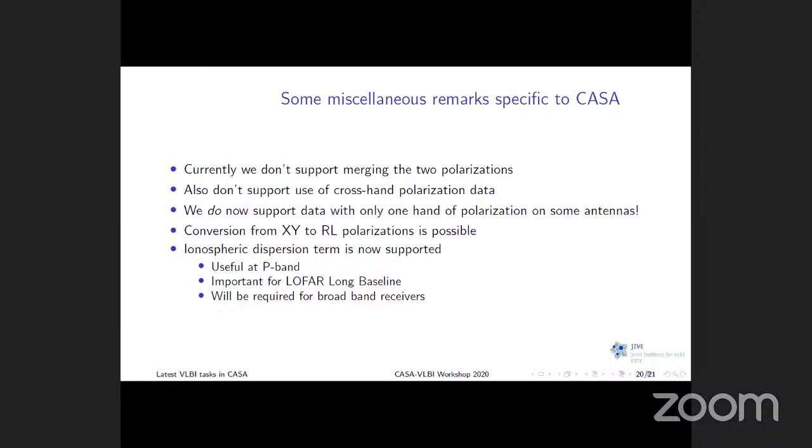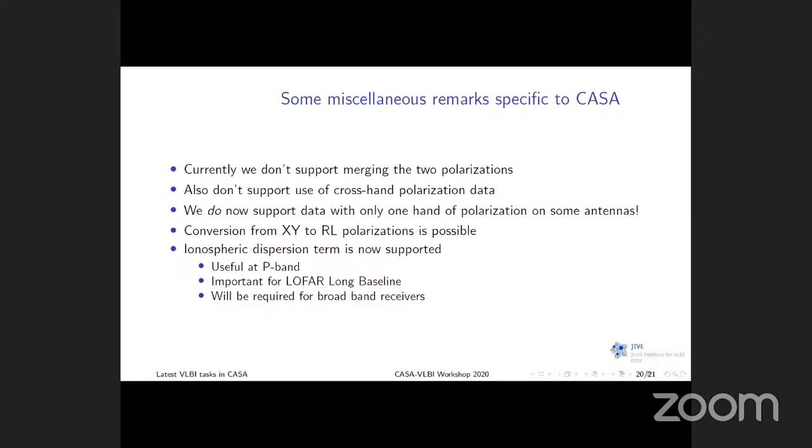As Mark has told you, there is some syntax which he has shown you that allows you to handle arrays where some antennas only have one polarization and others have two polarizations. It used to be that it would flag all the data, and that was quite annoying. And now it doesn't do that.